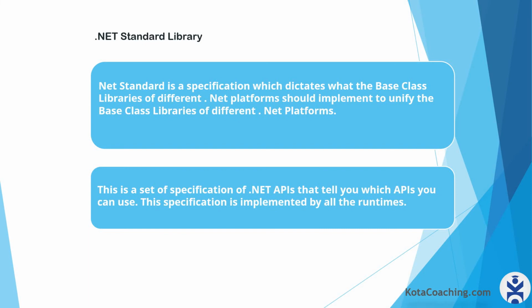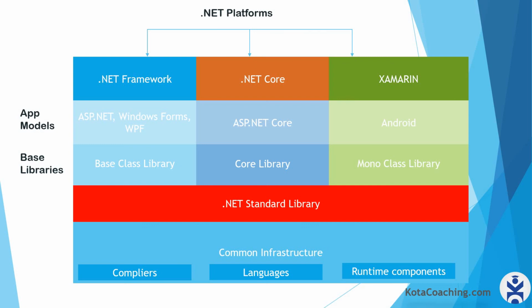So .NET Standard is a specification which dictates what the base class libraries of different .NET platforms should implement, to unify the base class libraries of different .NET platforms. Or you can say this is a set of specifications of .NET APIs that tell you which APIs you can use. This specification is implemented by all the runtimes. I hope it's clear now, and this is not a platform. This is just a set of rules that all these frameworks follow. I hope this is clear now.